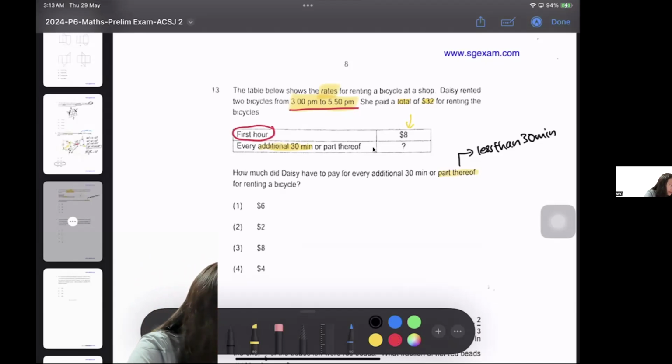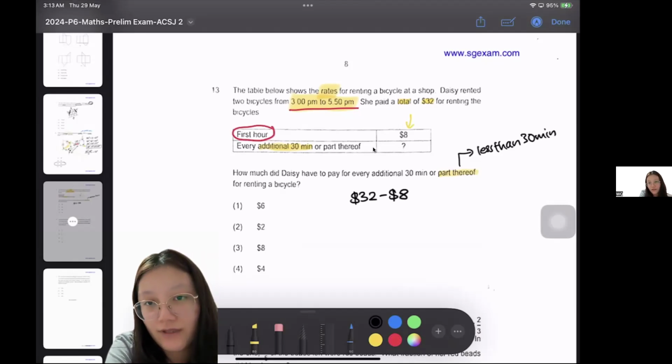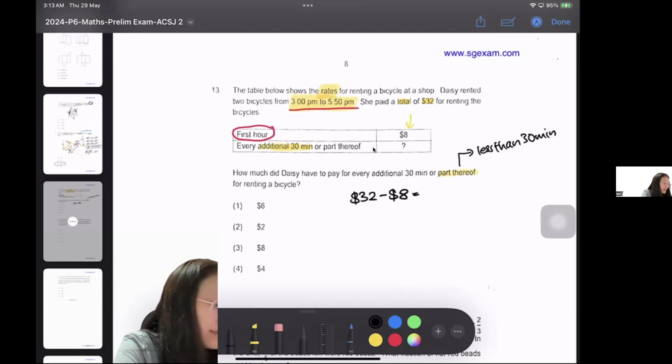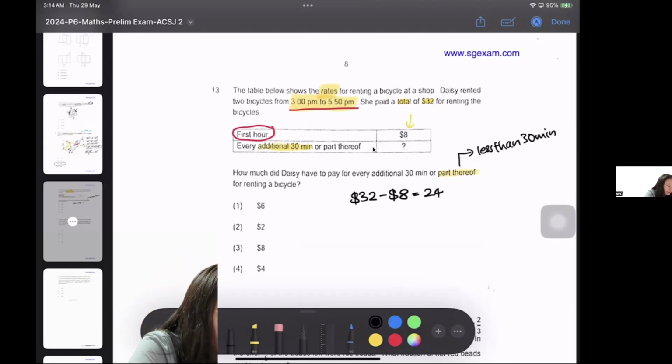So let's do that. $32, you minus away the $8 first, because the $8 is part of the first hour. We are counting the number of extra 30 minutes, not the first hour. So we minus that off first. Okay, 32 minus 8 equals $24.